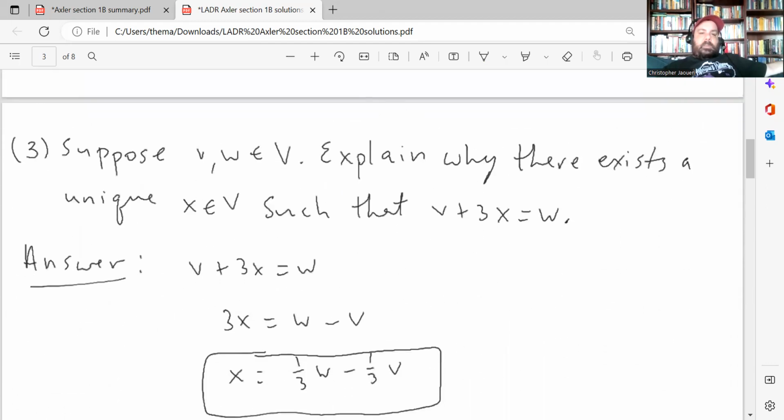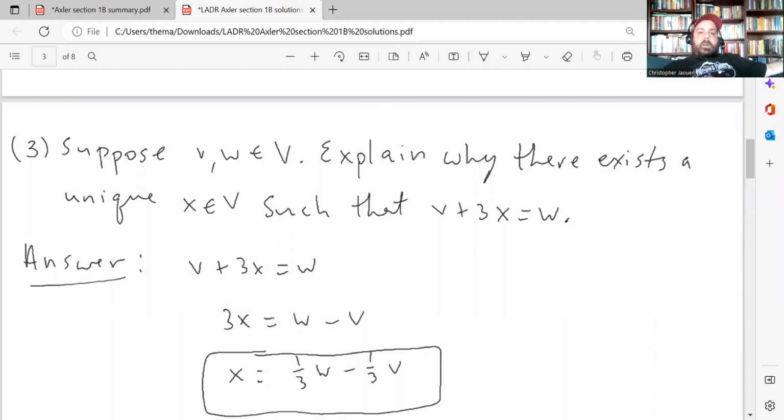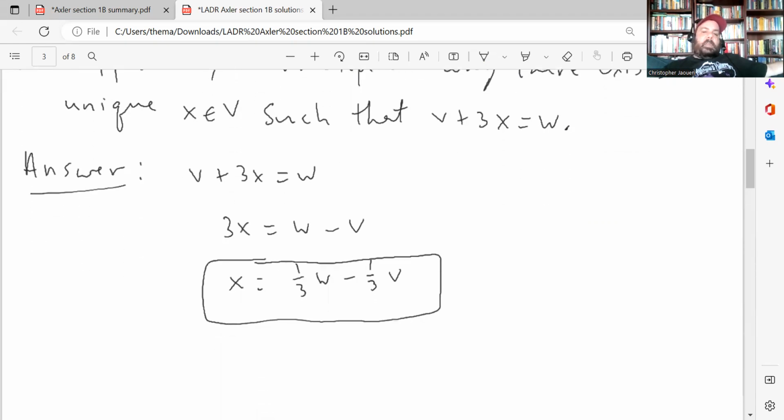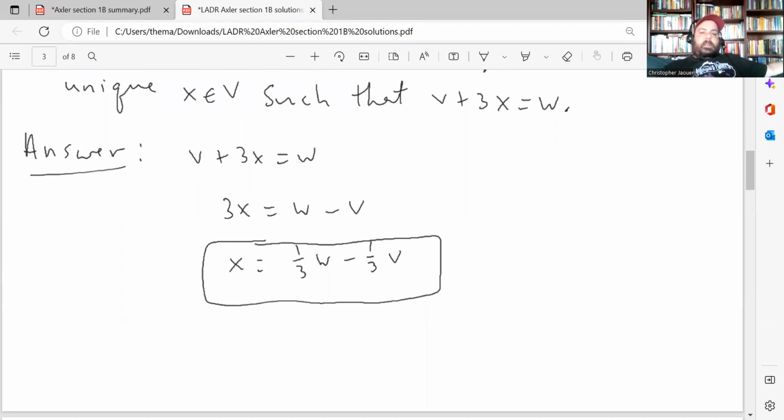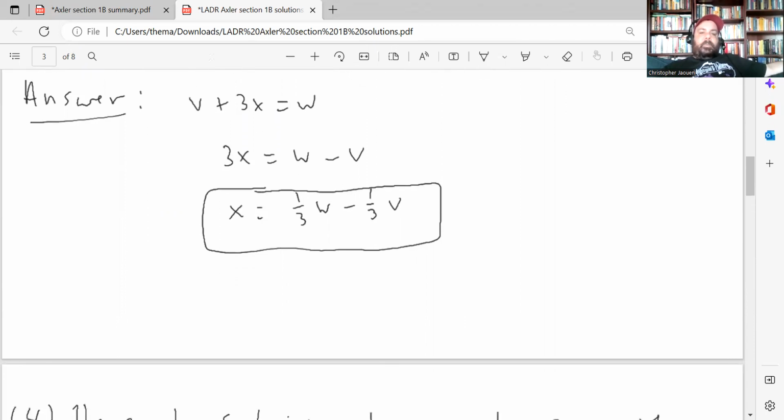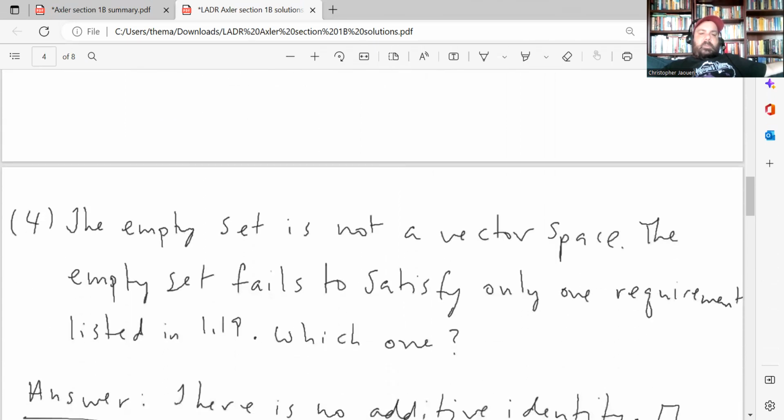Question number 3 says, suppose that v and w are vectors in V. Explain why there exists a unique x in V such that v plus 3x equals w. And the reason for that is you can solve explicitly for x. So there's only one solution to that equation. All right, so just use your vector space axioms to solve for x. All right, question number 4.